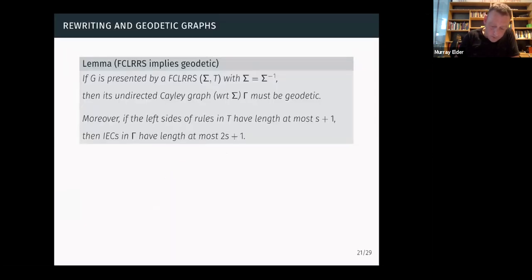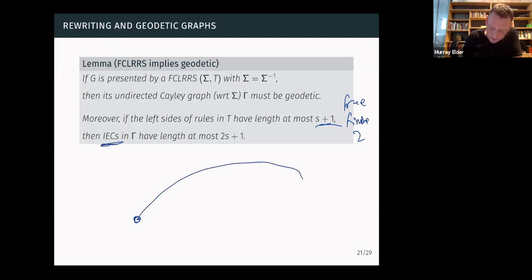Moreover, and this is just a technical thing that I want to use when I get to what I'm talking about, which is very soon: if the left-hand sides of the rules have length at most s plus 1, so the example we saw for the free group or the finite group was that the rules had length 2, then the isometrically embedded circuits in this geodetic Cayley graph, well, it's odd length, so I'll draw it like that, where these have the same side length. So it's an isometrically embedded circuit, it has to have odd length.